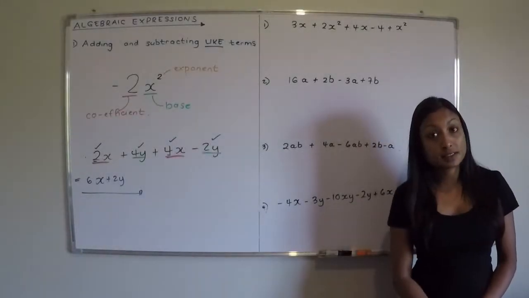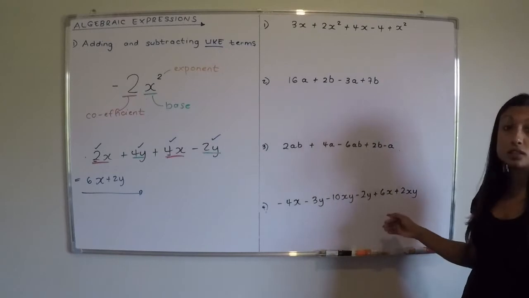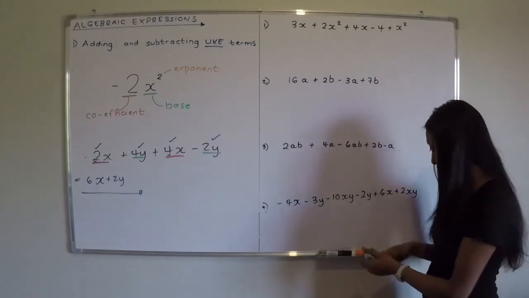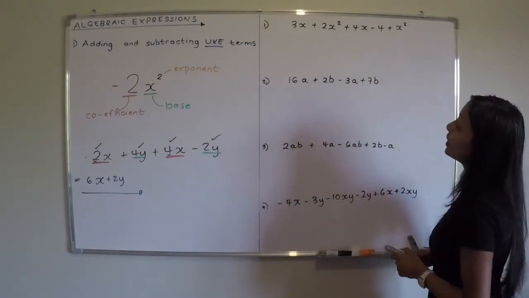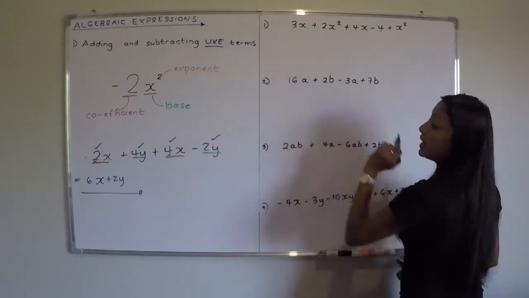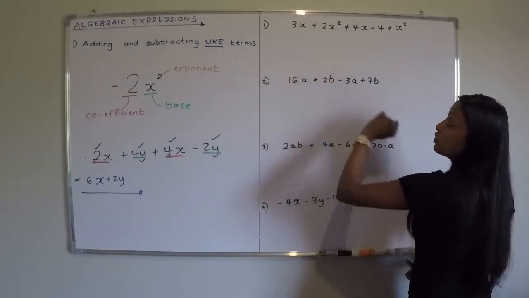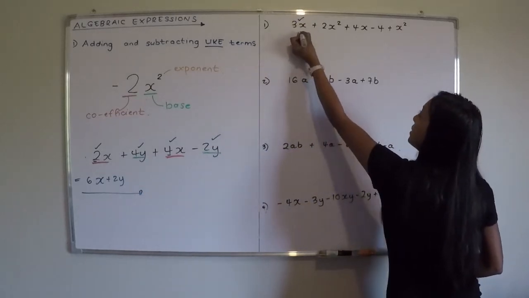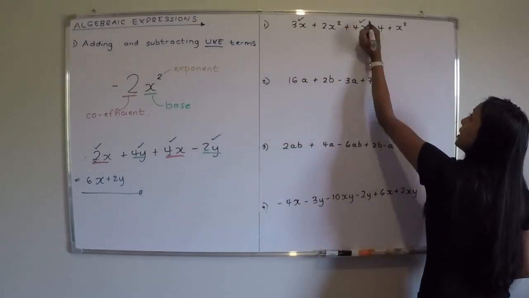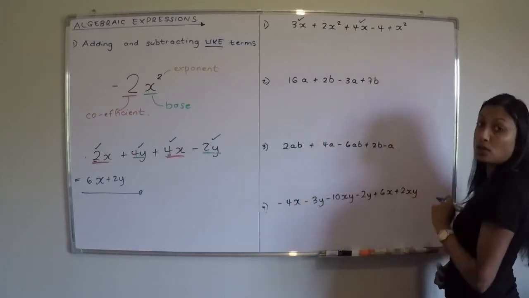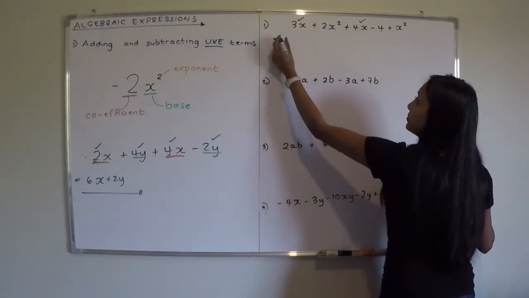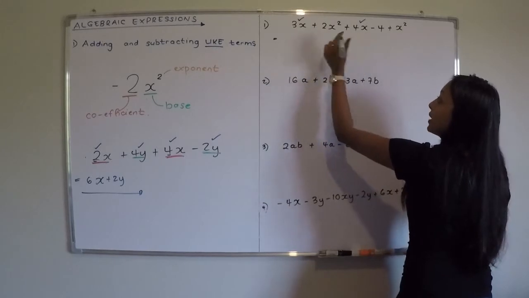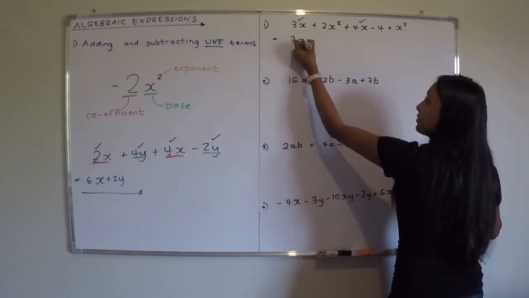Now that you are done with the exercise, let us go over the answers together. So, the first one there, the first term is 3x. Let me go and look for all of my x's. There's a 3x there, and there's a 4x there. Are there any more x's? No. So let me add. 3x plus 4x is equal to 7x. Done.